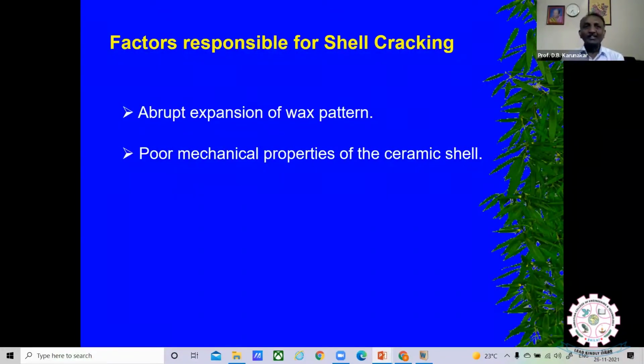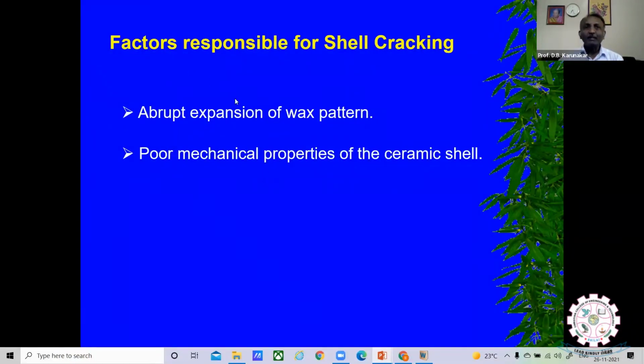Then what happens? The ceramic shell cracks. Why is it happening? Because of the abrupt expansion of the wax pattern. The entire labor that you have put in to create this slurry, to create the ceramic shell, everything is lost. Why? Due to the abrupt expansion of the wax pattern.